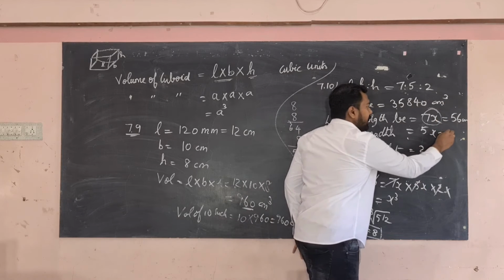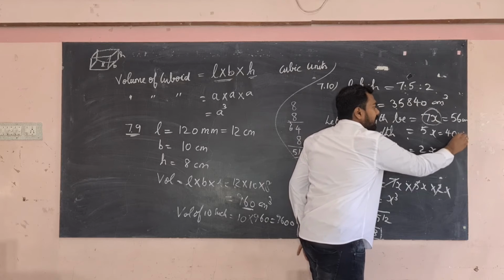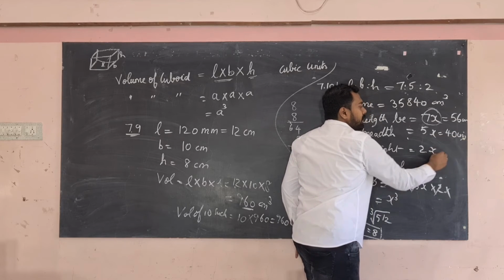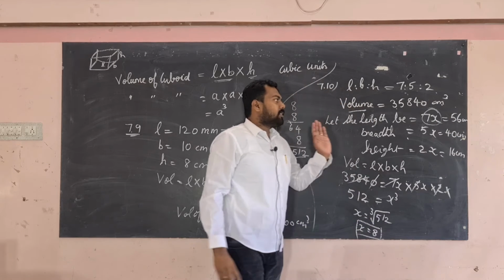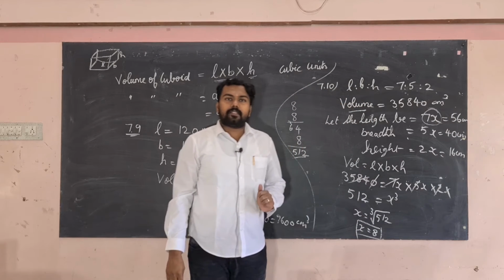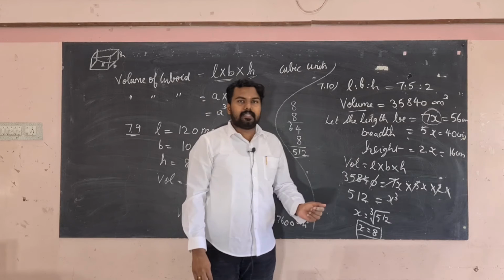Same way here it is 5x. So 40 centimeter. 5 into 8 is 40. 2 into 8 is 16 centimeter. So the answer is length is 56 centimeter, breadth is 40 centimeter, height is 16 centimeter.